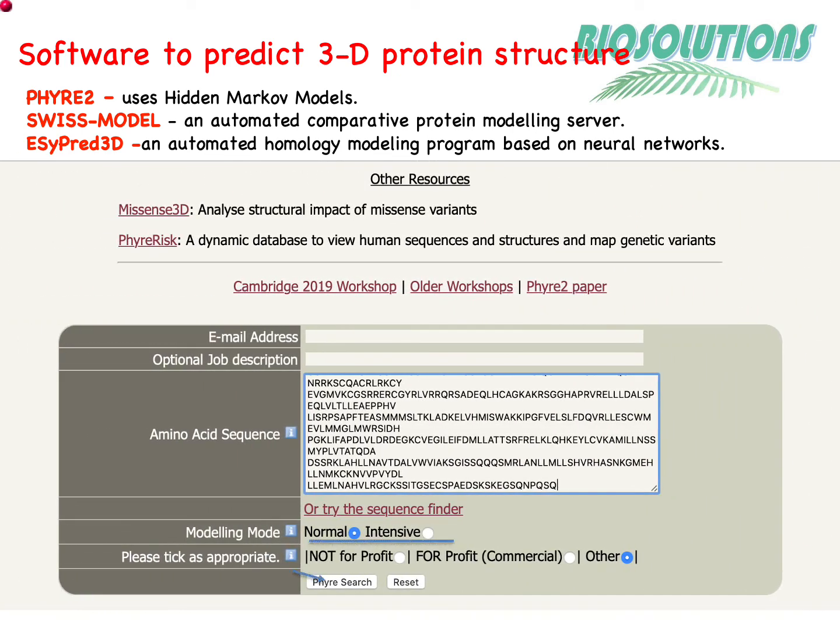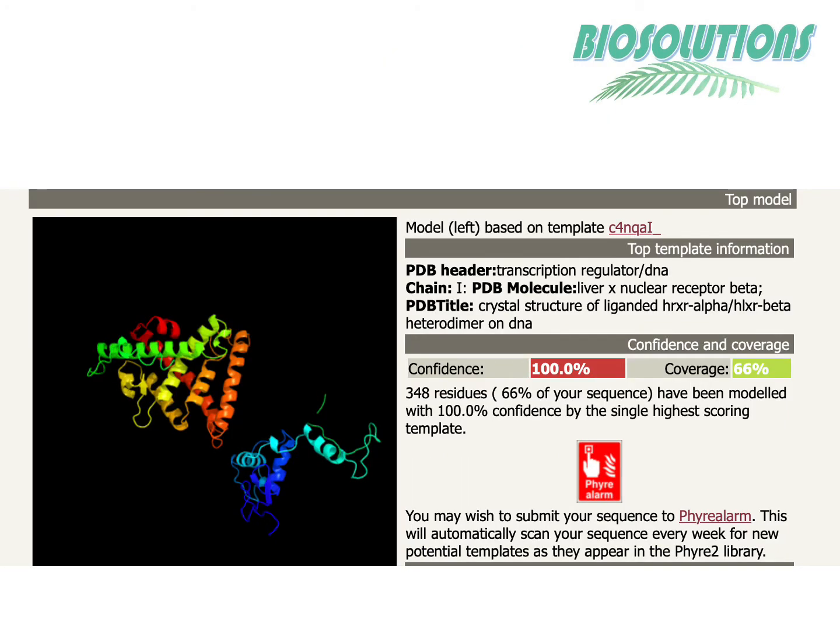This is the home page of Phyre2. We input the FASTA format sequence of a protein in the given box. Here we are using estrogen receptor beta protein sequence and predict the tertiary structure of the protein. Choose normal or intensive modeling mode and press Phyre2 search. The results take a few hours, so you must provide your email address and have patience.